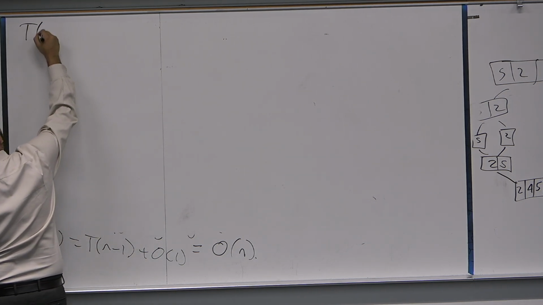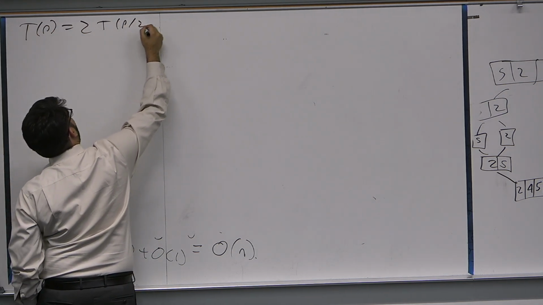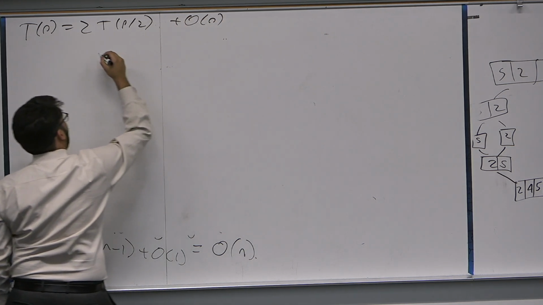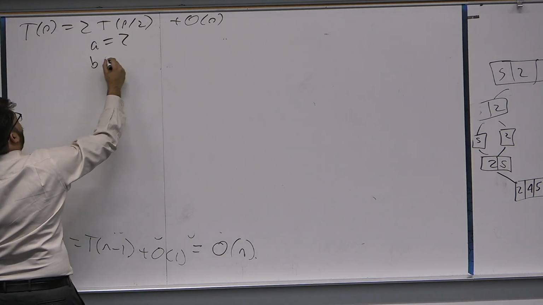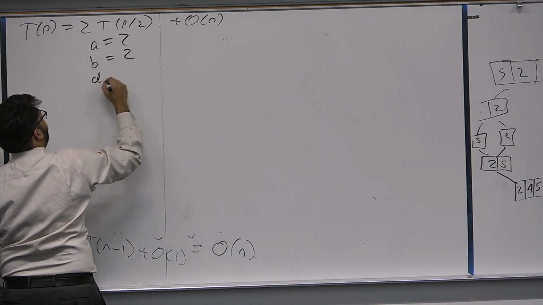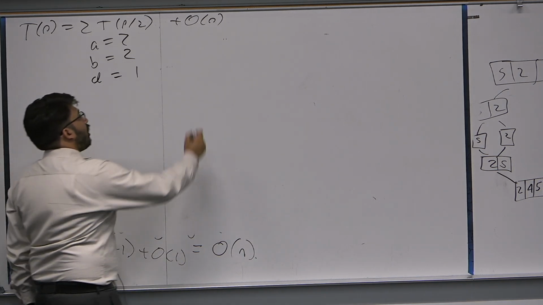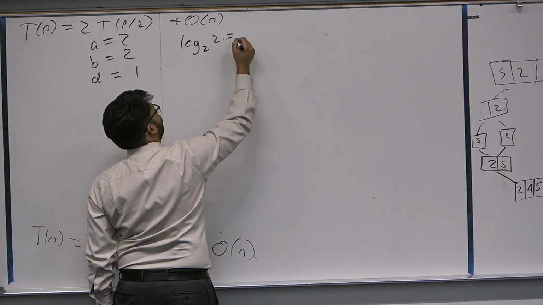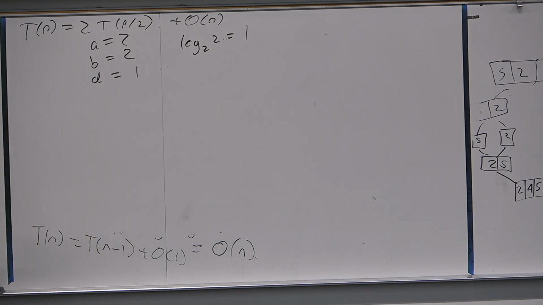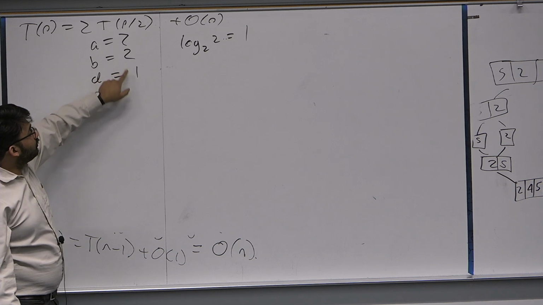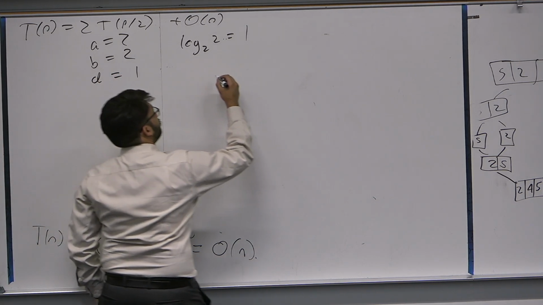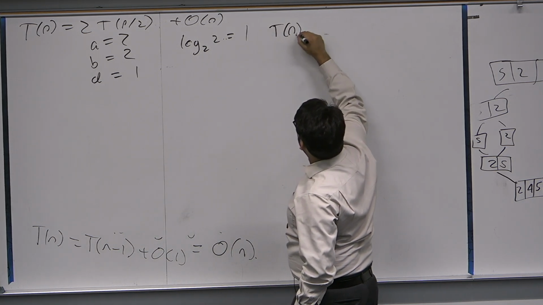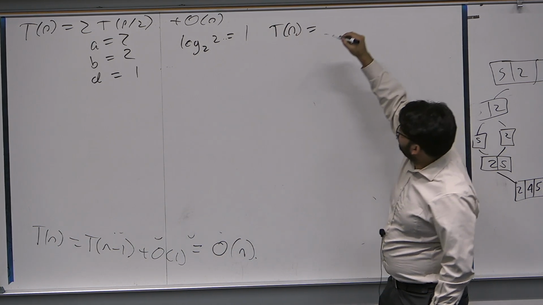So the merge sort recurrence was T(n) = 2T(n/2) + O(n). A is equal to what? B is equal to what? And D is equal to what? Okay. What is log base 2 of 2? Which case are we in? The second case, because D equals log base B of A. Log base 2 of 2 is equal to D, which is just 1. So in fact, our runtime of this is what? There you go.